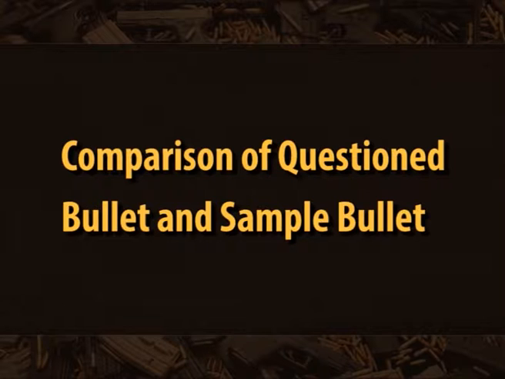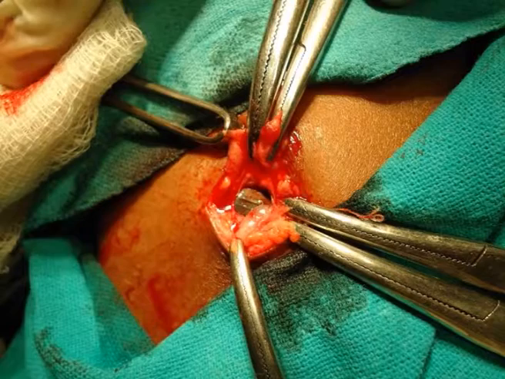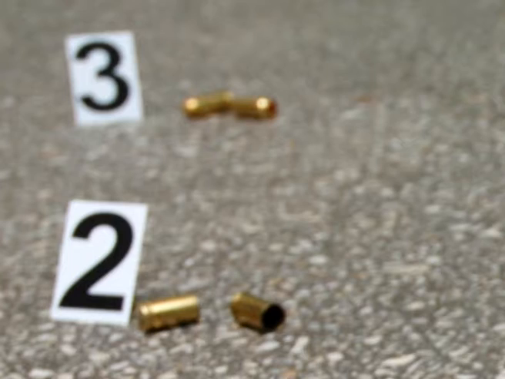Comparison of the questioned bullet and the sample bullet now. While the questioned bullet may be found at the scene of crime or removed by a doctor from the dead body of the victim, the sample bullet or the standard bullet needs to be obtained from the recovered weapon.